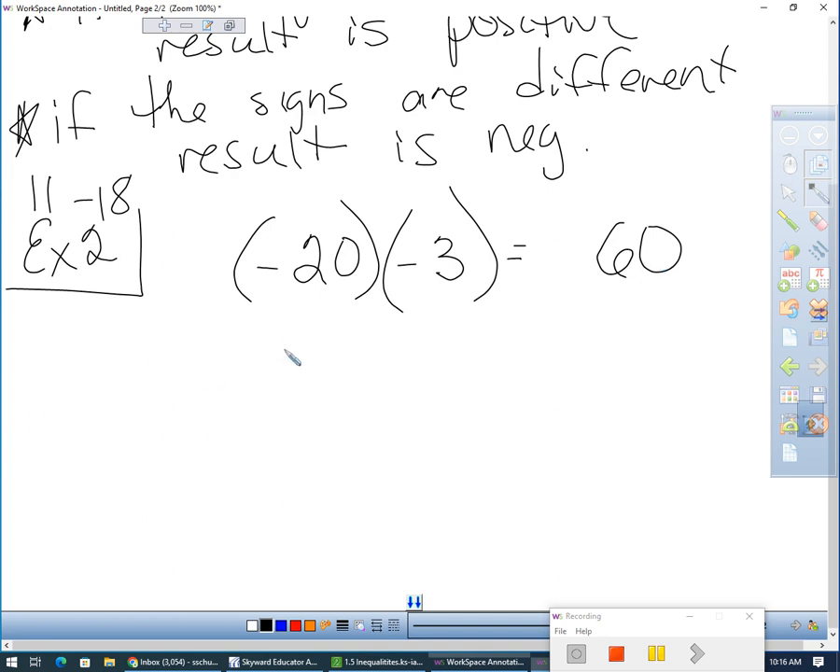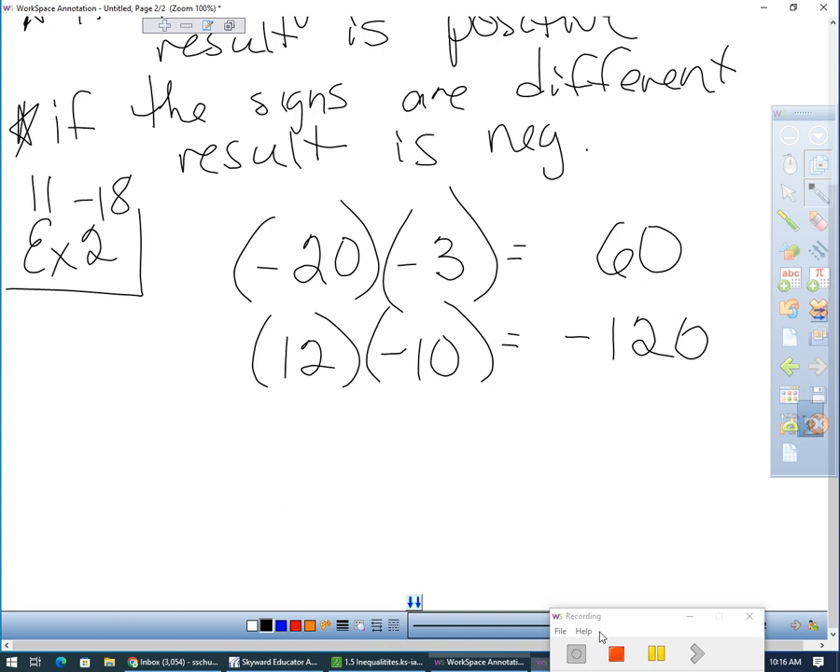Awesome. So what if I have 12 times negative 10? Negative 120. Very good. So 12 times 10 is 120. We have a positive and a negative. Positive times a negative is going to be a negative, right?